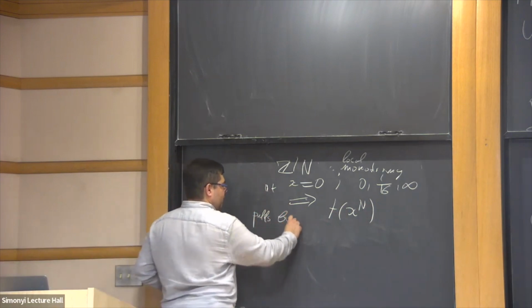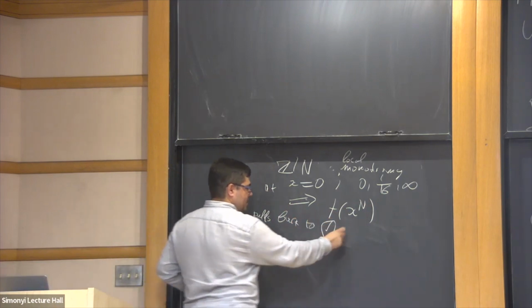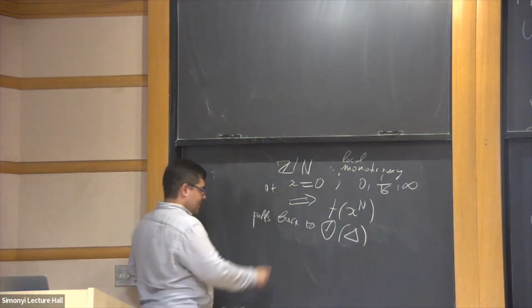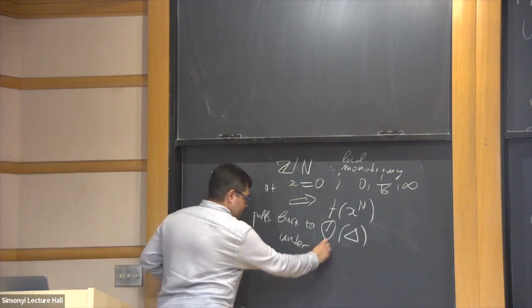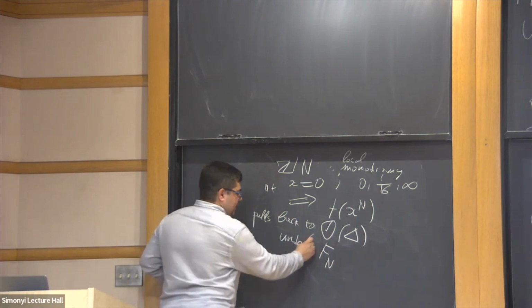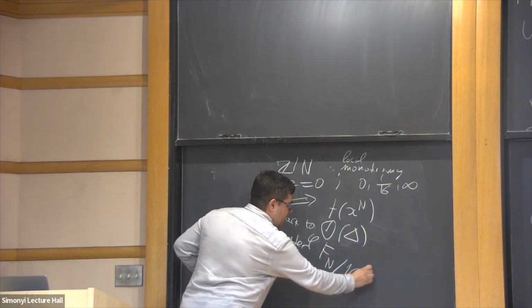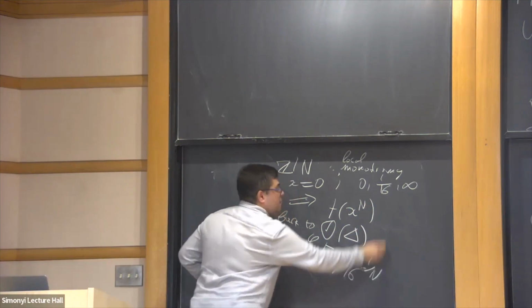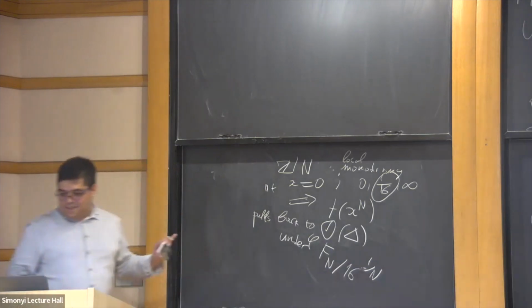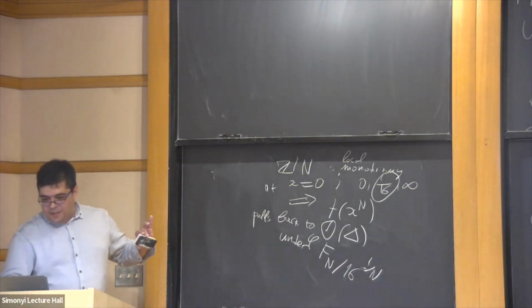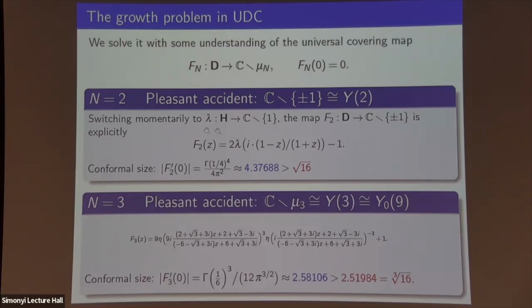So it pulls back to a convergent power series on the whole unit disk under this universal covering, suitably normalized. So we take, of course, scaled by an appropriate factor. So the picture is that, and then the overconvergence was from the fact that the derivative, or the conformal size of this surface, is strictly greater than 16 to the 1 over n.